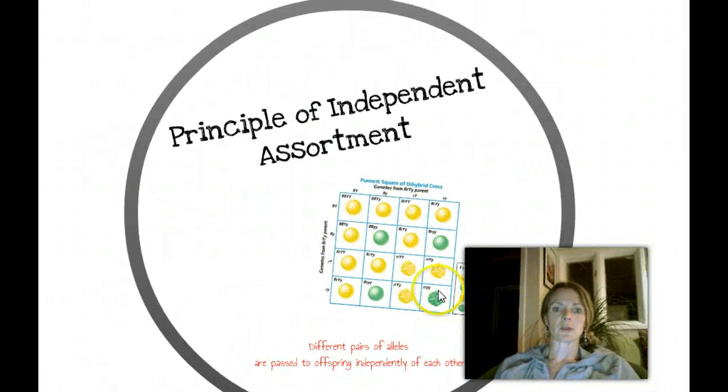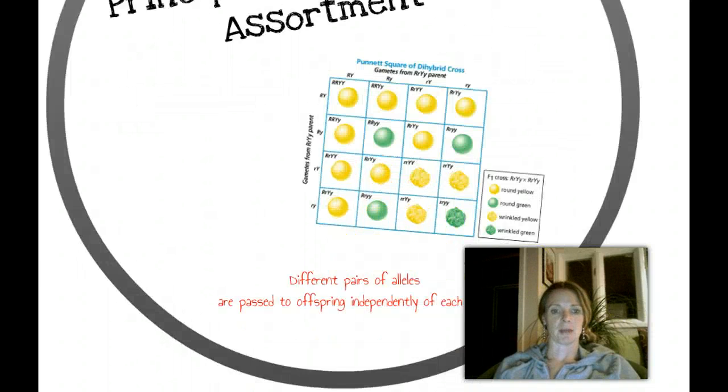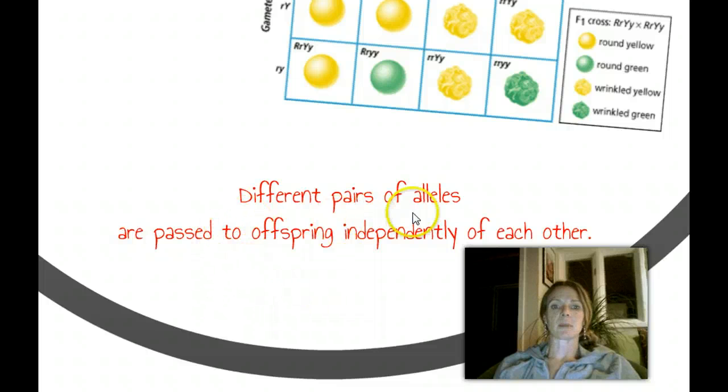So before I show you that picture coming up, let's talk about the principle of independent assortment, okay? Again, it sounds pretty technical, but I promise it's really not that bad. What it is basically, different pairs of alleles, meaning genes, so different pairs of genes, are passed to offspring independently of each other. So really, you're not going to have a bunch of genes that kind of work together, like, hey, eye color, how about if I stick with you?